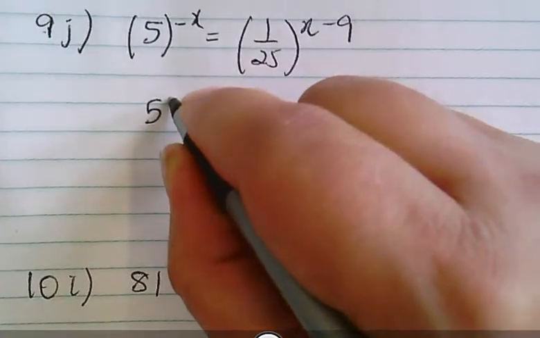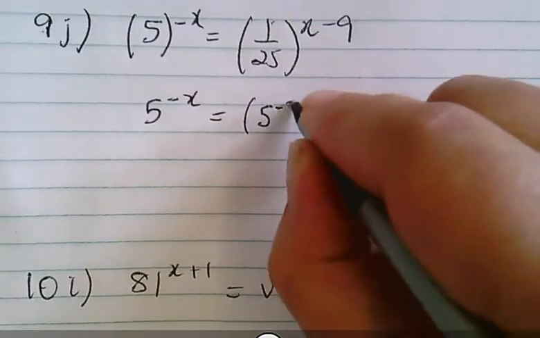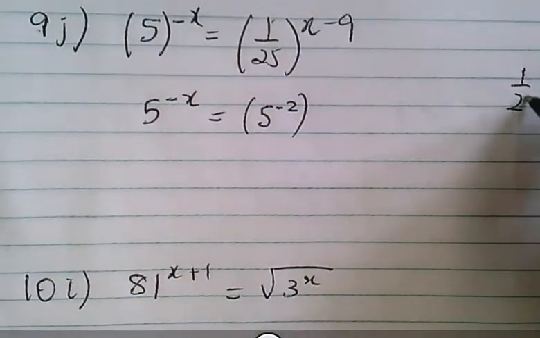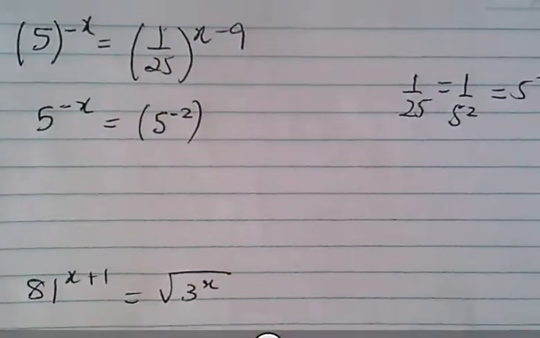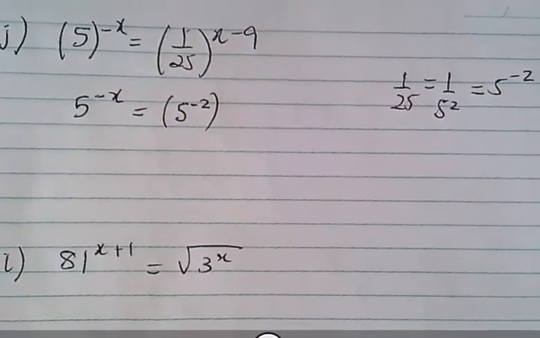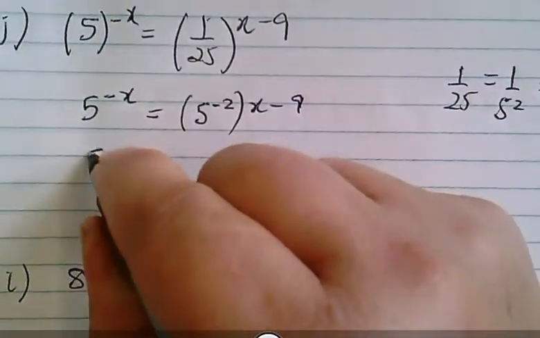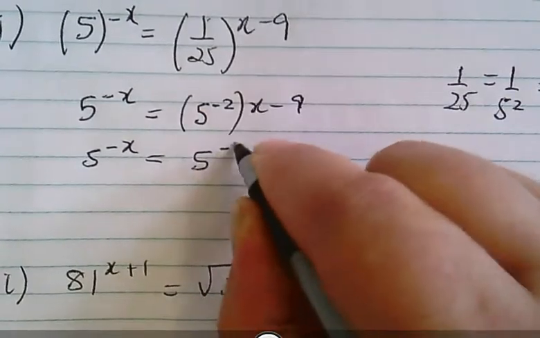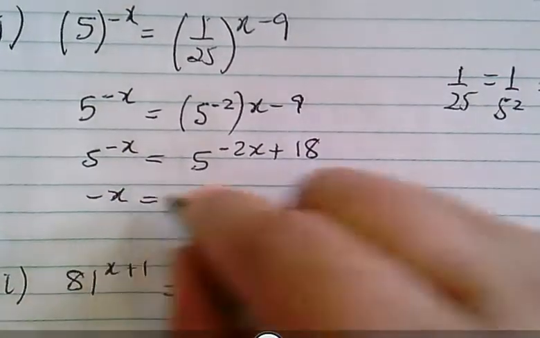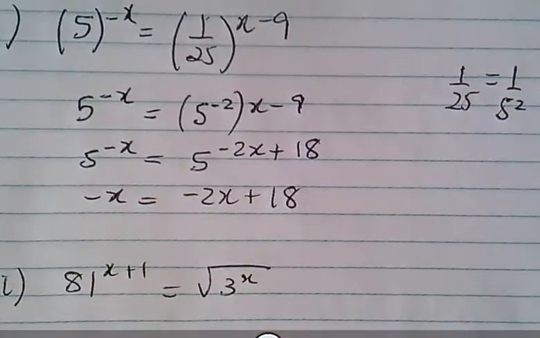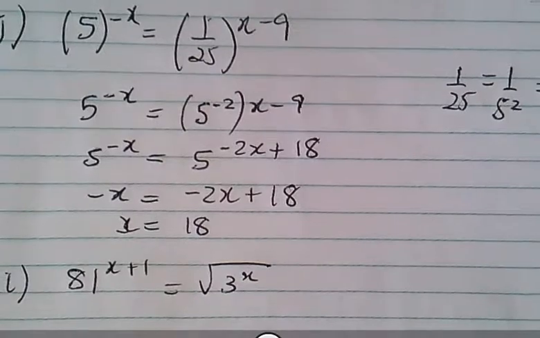Power of negative x. Now this is 1 over 5 squared, which is what? 5 to the negative 2. See? 1 over 25 is 1 over 5 squared, which is 5 to the power of negative 2. Okay? So 5 to the negative 2, x minus 9. So 5 to the power of negative x equals 5 to the power of negative 2x plus 18. So now equating powers, negative x equals negative 2x plus 18. And you get x is 18. All right, keep going.